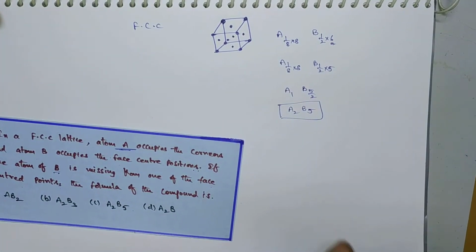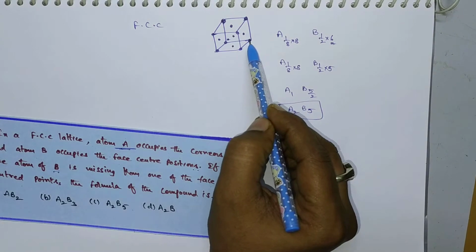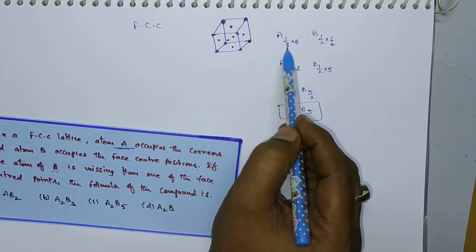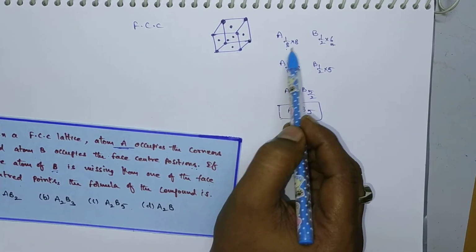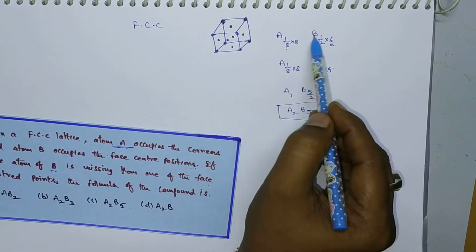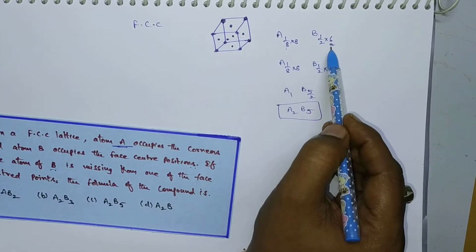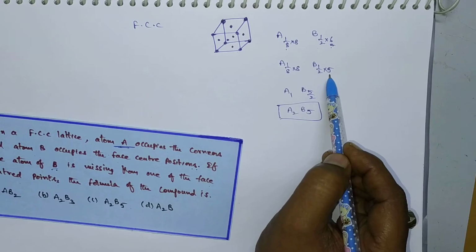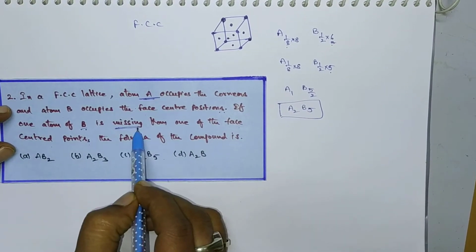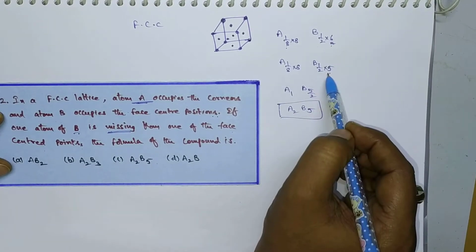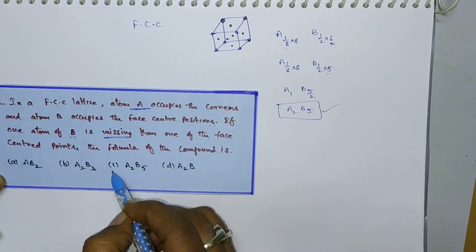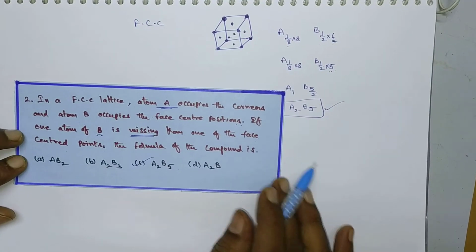Clear? Here we have to consider the percentage of each lattice point that belongs to this cube. Corner atoms contribute only 1/8, and 8 corners are there, so 8 into 1/8. The face centered atom contributes only half, so half into 6 faces. But one face centered atom is removed, so we take only 5, half into 5. So the formula will be A2B5, which means the C option is correct.